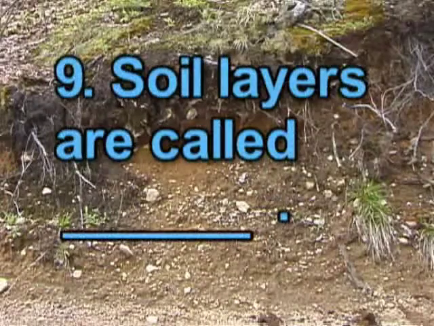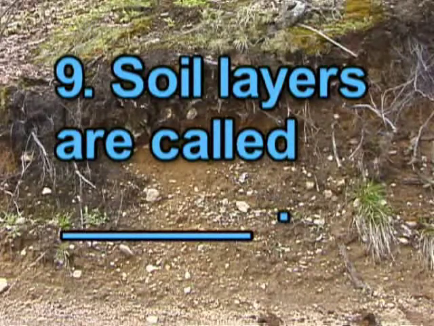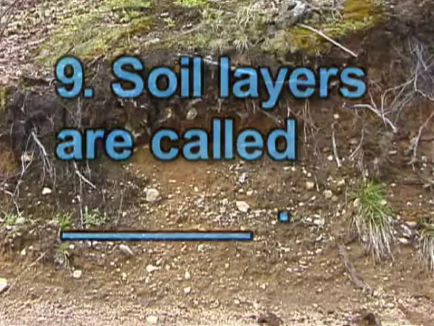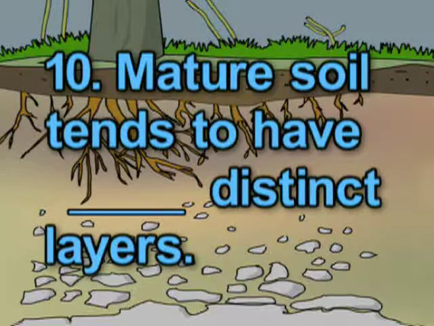Number 9, soil layers are called. And number 10, mature soil tends to have distinct layers.